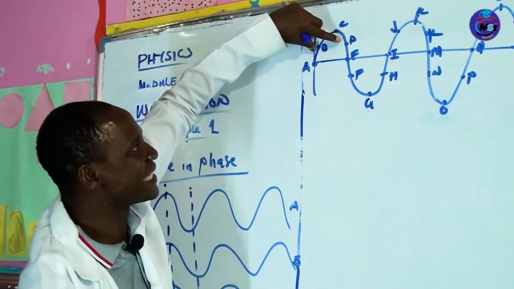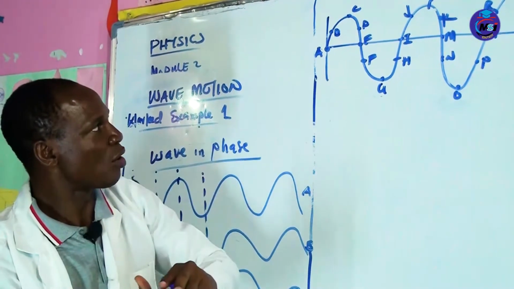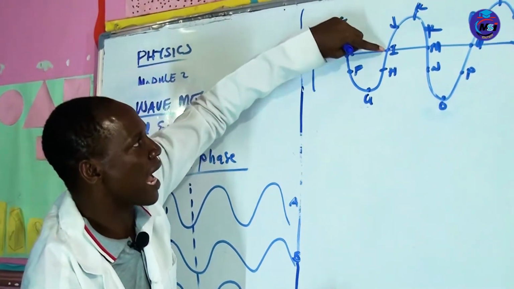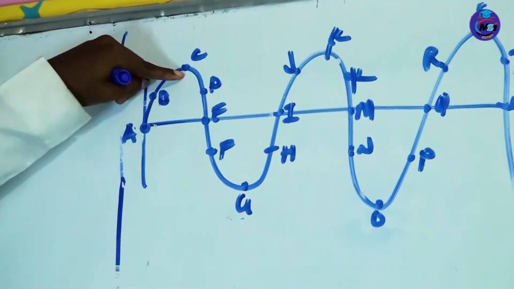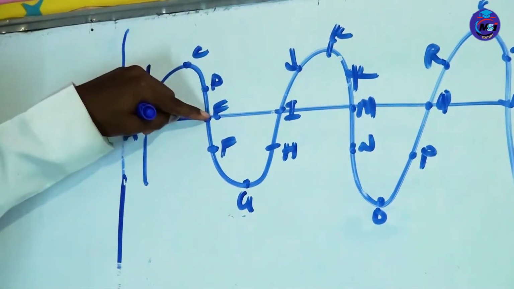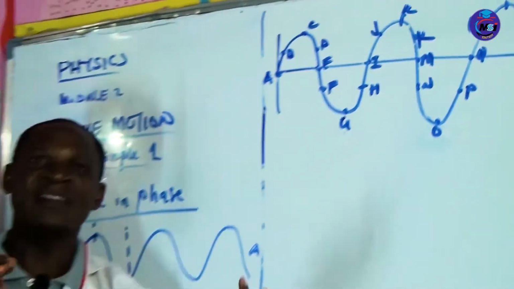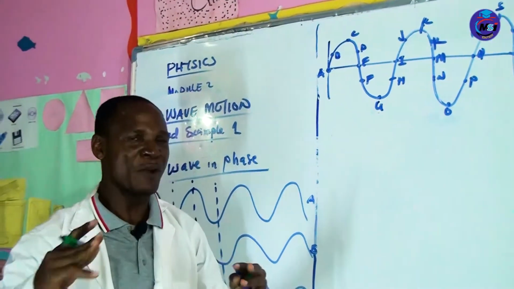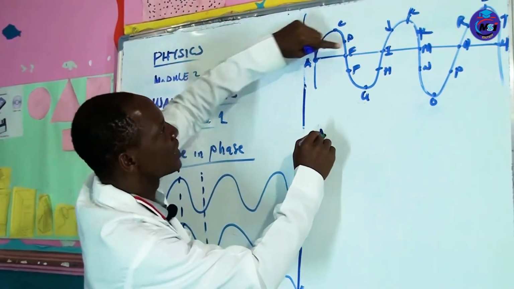If you place this over this so that the two of them overlap, you will discover that A will correspond to I, B will correspond to J, C corresponds to K, D corresponds to L, F corresponds to M. Now we are saying that those waves that correspond to each other are in phase. That's another way of explaining waves in phase. Now we can say that A is in phase with I.